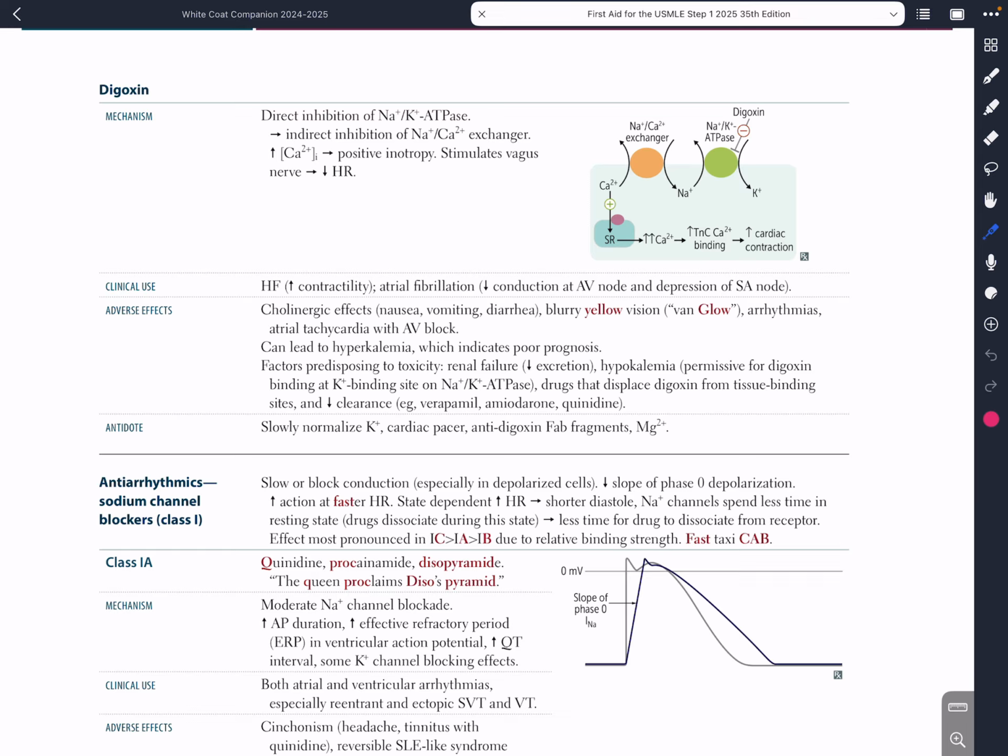Next, the clinical use of digoxin. It is used in heart failure to increase contractility, and in atrial fibrillation to decrease conduction at the AV node, and depression of the SA node. So if you see here, in the mechanism of action, digoxin is lowering the heart rate by stimulating the vagus nerve.